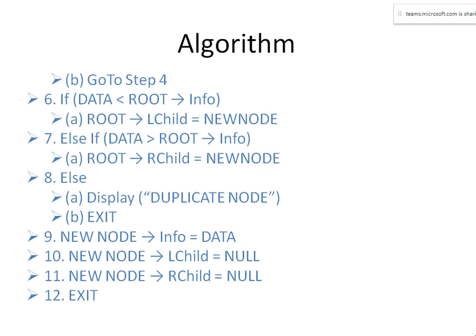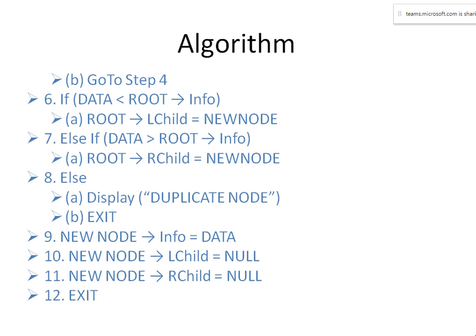If not, then check if data is less than the root information. If so, then make this root's left child equal to the new node. Else if data is greater than root information, then make this root's right child equal to the new node. Else you can display duplicate node and exit from the loop.